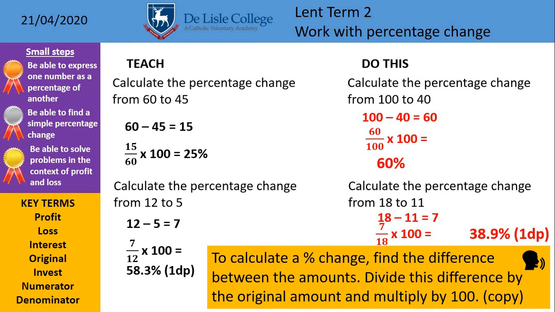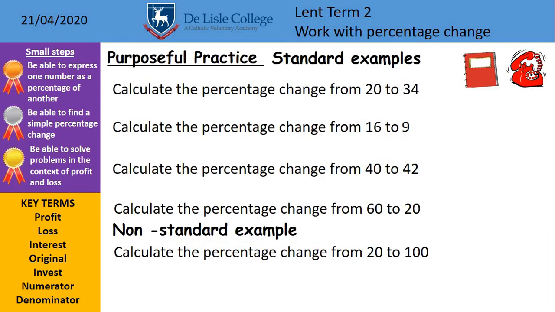There was the working for the last question. Some purposeful practice then now. Some standard examples of questions we've just looked at. So find the difference between the amounts, write them as a fraction of the original amount, multiply by 100 in your calculator to get your answer. Pause the video while you have a go.